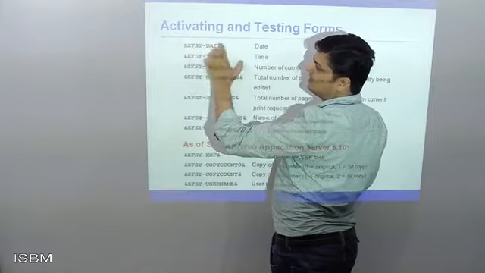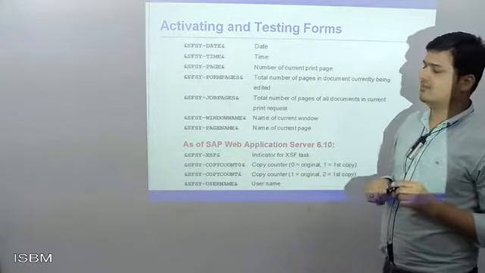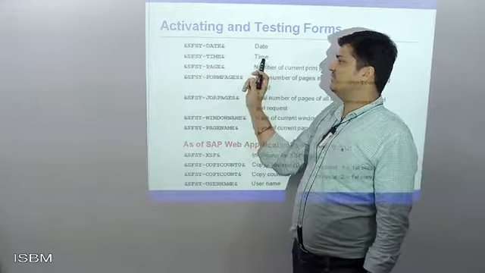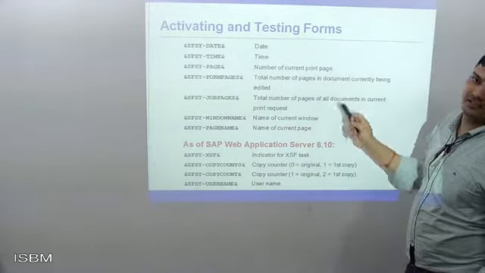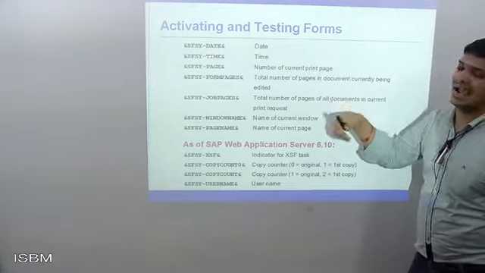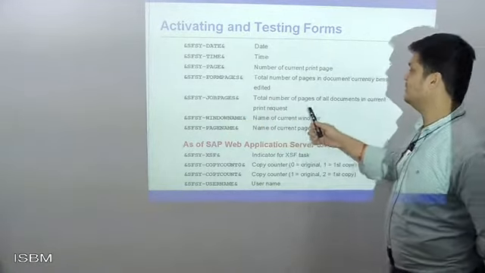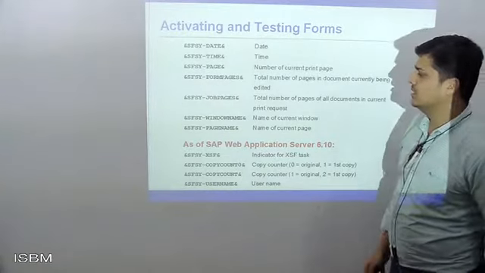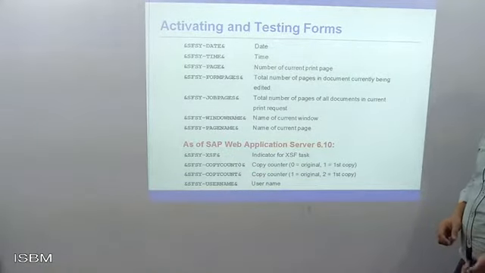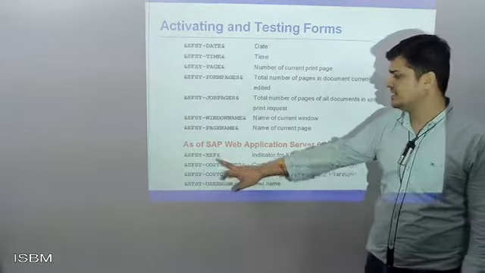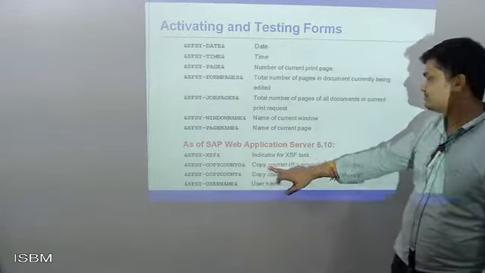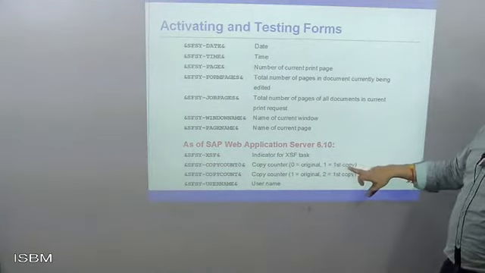Always use ampersand to declare any variable. Always remember, in the smart form we always use ampersand to declare any variable. So SFSY date is the date, SFSY time for time, SFSY page the current page number, SFSY form pages the total number of pages in the document currently being edited, and SFSY job pages the total number of pages of all documents in the current print request. Then window name, the name of the current window. As of SAP Web Application Server 6.10, we use SFSY XSF, the indicator of XSF task. Then copy counter 0 equals original, 1 equals first copy.